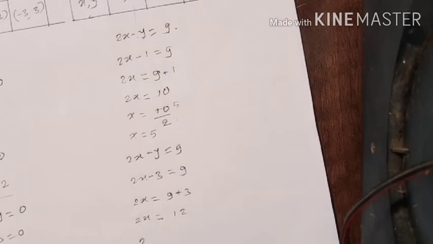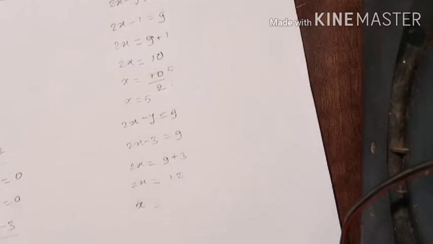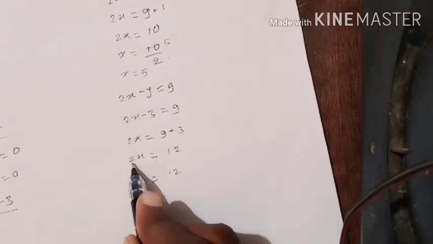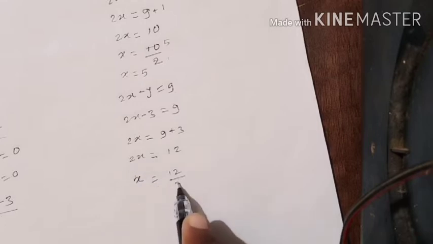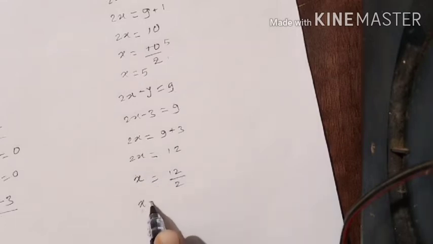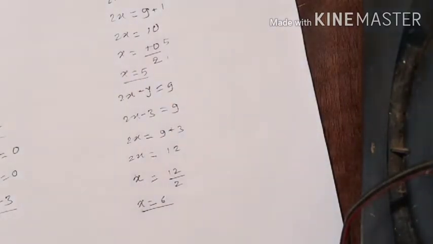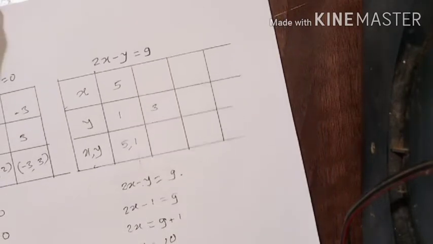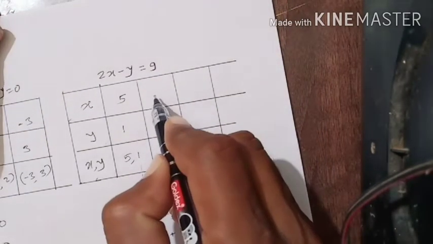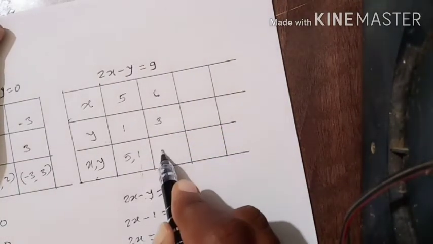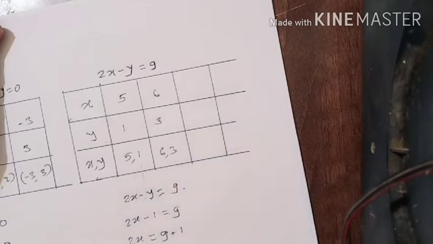Now, x is equal to 12 divided by 2. Therefore, x is equal to 2 6s are 12. The value of x is here 6. Now we will write this value of x in the second box, here the 6, and the coordinates will be (6, 3).